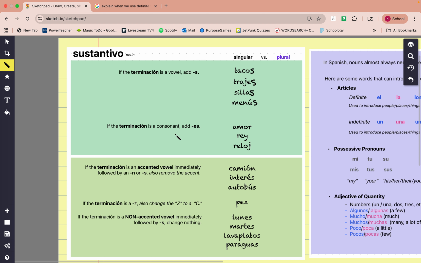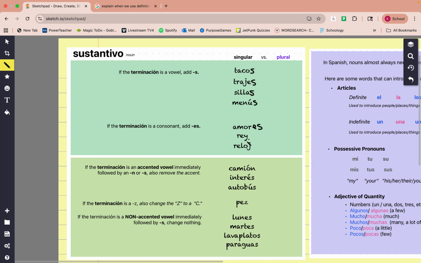The next rule is that if la terminación, the ending, ends in a consonant, that is, any letter that's not a vowel, any letter that's not A, E, I, O, or U, we should add ES. So, maybe you fall in love once and you have one amor in your life, but then they get away and you go on a date again and you find a new amor. In your life, you have had multiple amores, multiple loves.